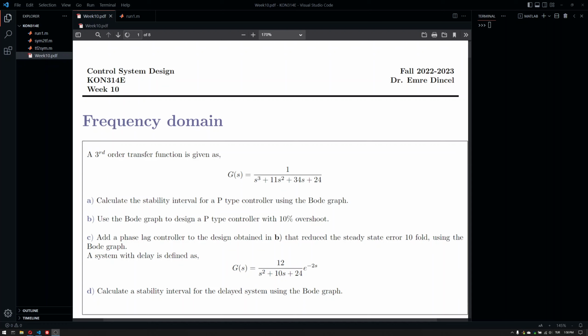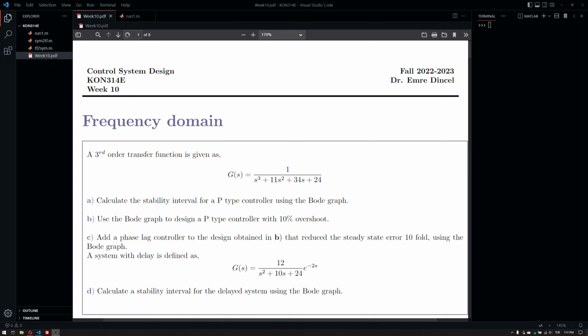Last week we looked at the systems with delay and then we had some control signal discussion. So you can see that the time domain design part is practically covered, and we looked at some nonlinearities, control input signals, and some delays.